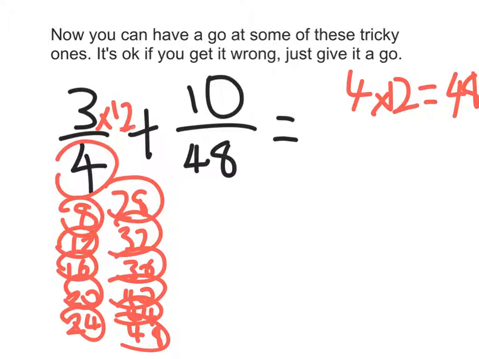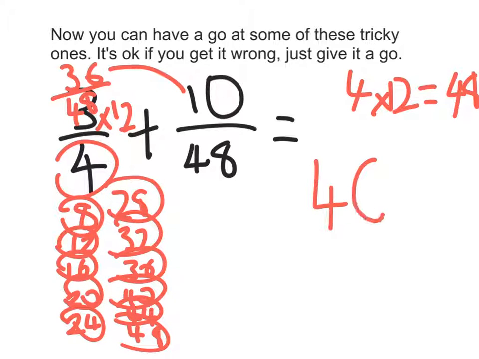So 3 times 12. That might be tricky for you. You might not know, but I think you would all know your 3 times tables. So 3 times 12 is 36. Okay? Now I'm going to try 36 over 48. So 36 plus 10 is 46 over 48.